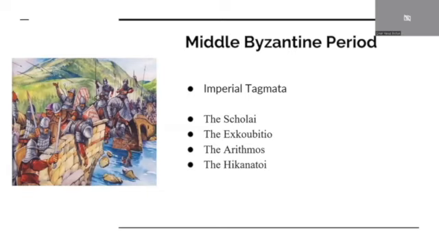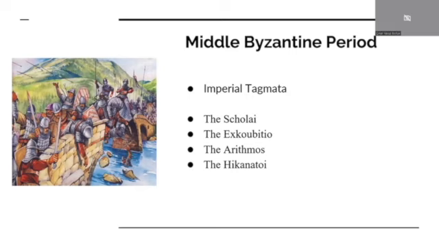But thematic armies guarded the provinces. Emperor Constantine V formed the imperial tagmata units in order to counter frequent revolts of thematic forces. Over time, the tagmata became professional standing forces, forming the backbone of the empire and loyal to the emperor himself. They were stationed in or around the capital. Tagmata was comprised of four main units: the Scholai, the most senior unit, the Excubitors, the Arithmos, which recruited among thematic troops, and the Hikanatoi.